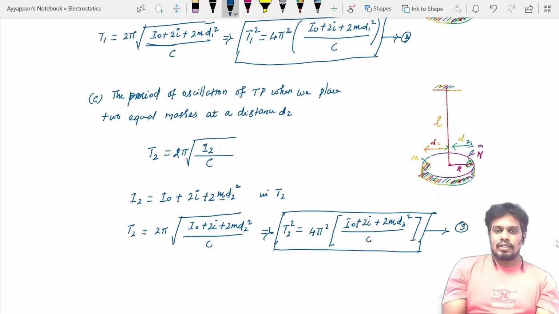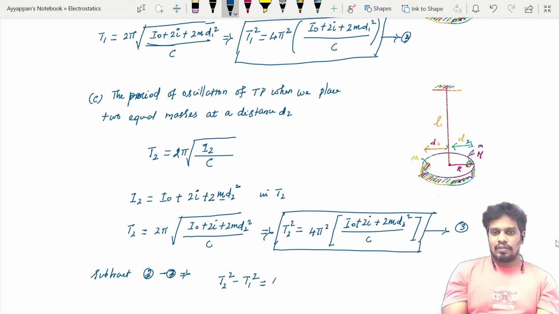Now what you have to do is subtract the equations, 2 minus 3. We are going to subtract, or 3 minus 2, whichever you wish. Here I am going to do 3 minus 2, so we substitute: first the left hand side is T2 square minus, in the second equation, T1 square. On the right hand side, 4 pi square is a constant in both expressions, so you can take 4 pi square commonly out.